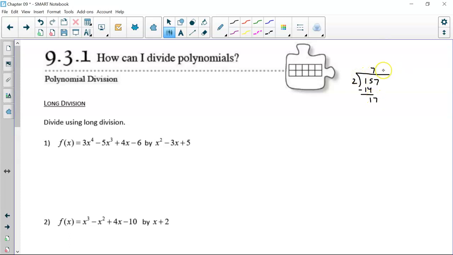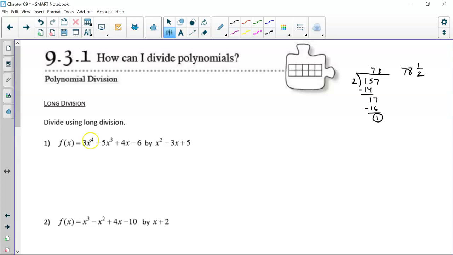2 goes into 17 8 times. 8 times 2 is 16, that goes underneath. And once again, with long division, we subtract. 17 minus 16 is 1. 2 does not go into 1. And now there's no more numbers we can bring down. So we would write 78, and the remainder we would write as 1, the remainder, over our divisor, in this case, 2. And that's what we're going to be seeing when we do long division with polynomials.